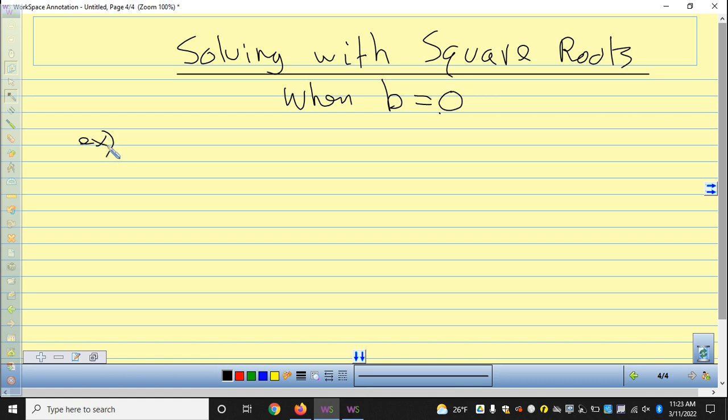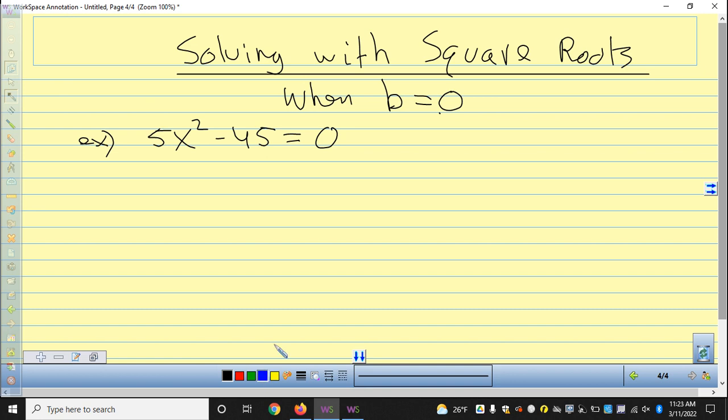So for example, we have 5x squared minus 45 equals 0. I don't really want to have to graph this function because my y-intercept is at negative 45. So my graph would have to be really, really big to graph this thing. But because I have only an x squared and a number, I only have the a, x squared, and the c, I can solve using square roots.